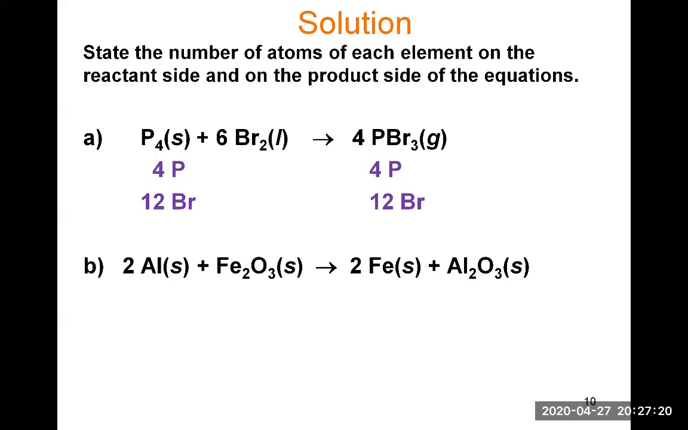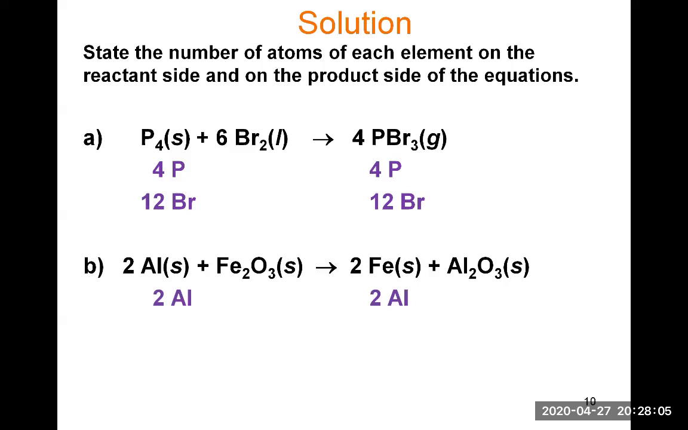Let's look at the second equation here. We have 2 aluminiums in the solid state reacting with Fe2O3, solid as well, to give 2 Fe, solid, plus Al2O3. Let's count the aluminum on the left side. We have 2 aluminums by themselves, so that means 2 aluminum on the left. On the right, we also have 2 aluminums, because we have 1 molecule of Al2O3, and that molecule has 2 aluminum in it. So we have 2 aluminiums on the left and 2 aluminiums on the right.